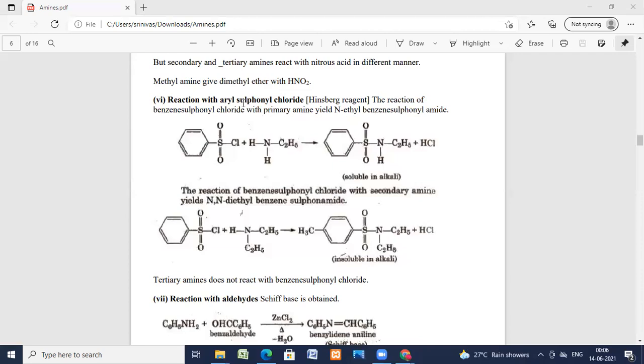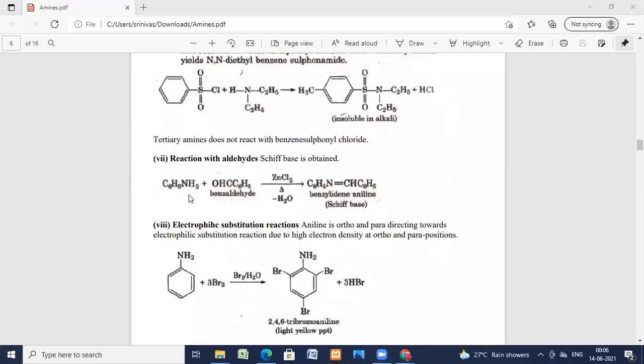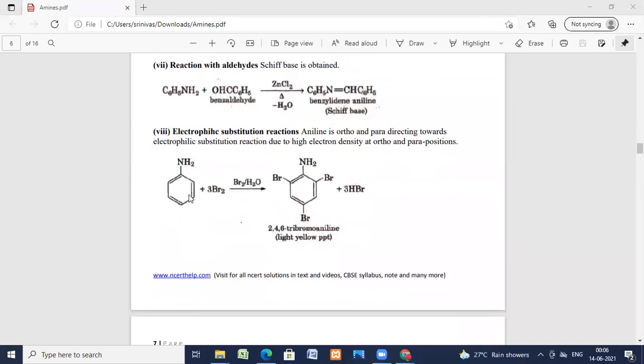Now we'll see reaction with aryl sulfonyl chloride. Already that was explained, sorry. Now we'll see the reaction with aldehydes, how it reacts with the aldehydes. Schiff base. Reaction with aldehyde, Schiff base is obtained. Here, aromatic amine on reaction with benzaldehyde in presence of zinc chloride forms benzylidene aniline. Schiff base is formed. This is another reaction of the aniline.